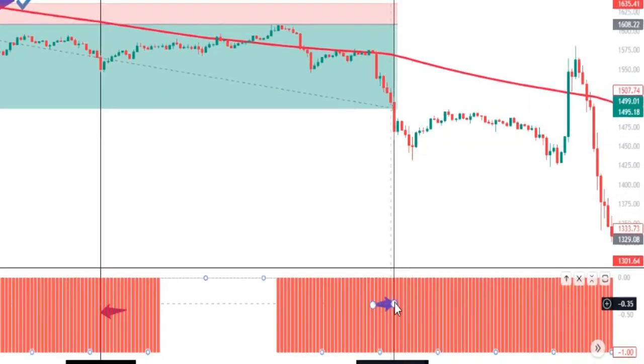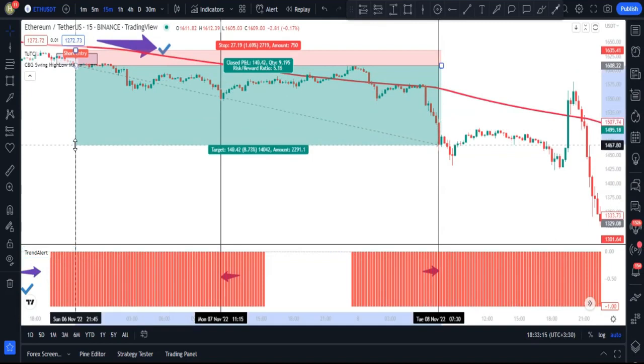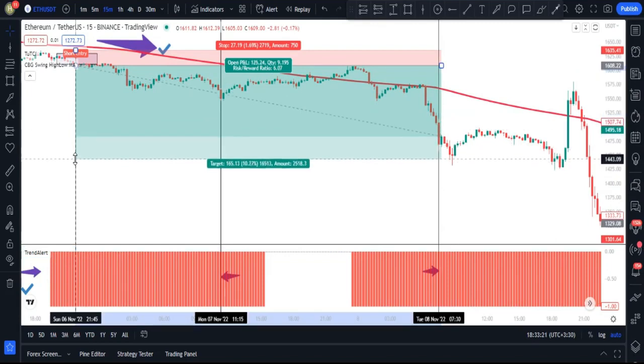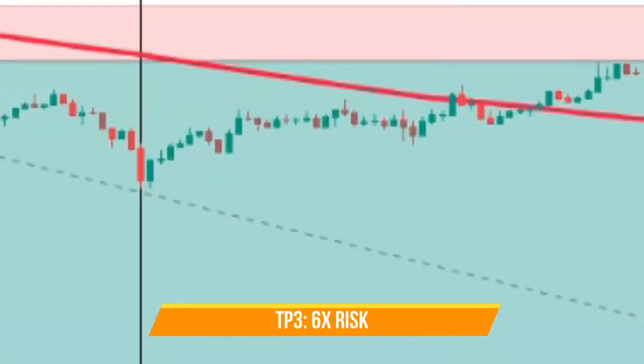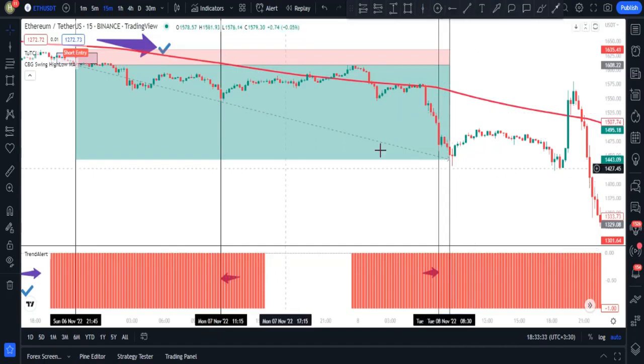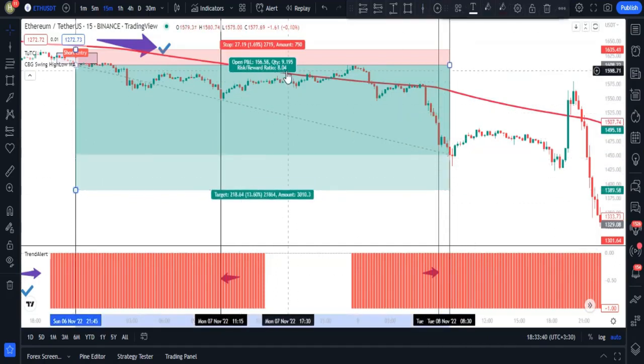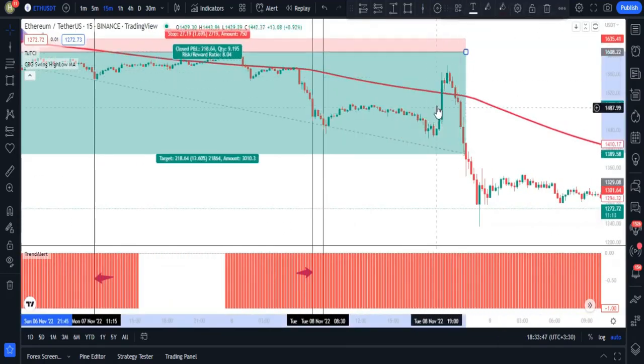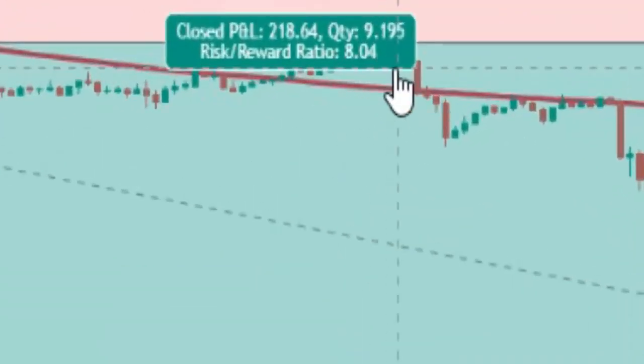And if the trend alert histogram still exists and it is red, you can set your third target to 6 times greater than the risk. This strategy to exit the trade is absolutely amazing. And if the conditions still exist, you can continue to the next targets.